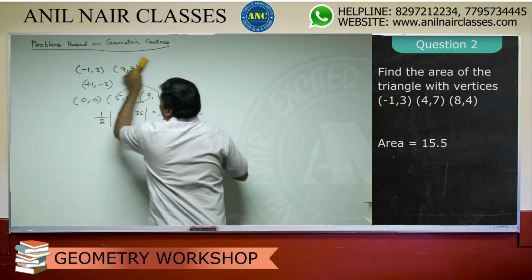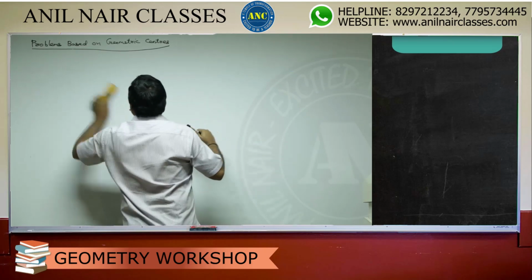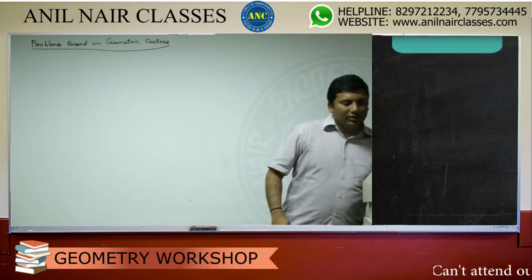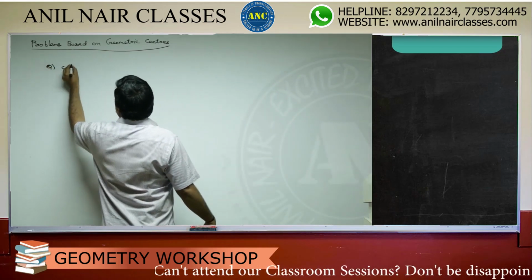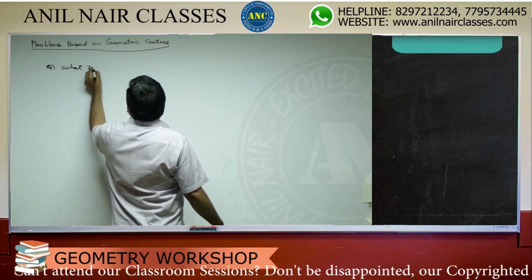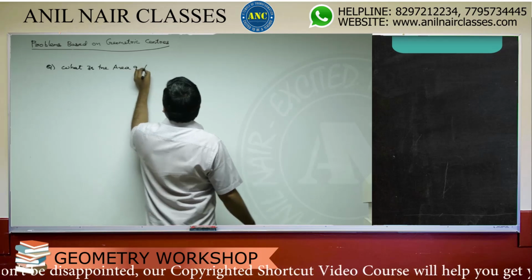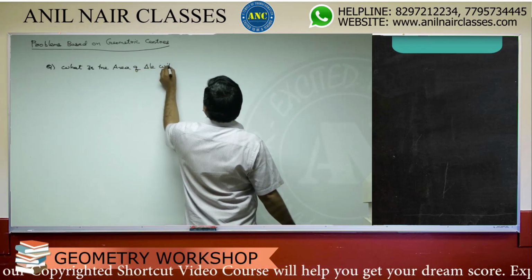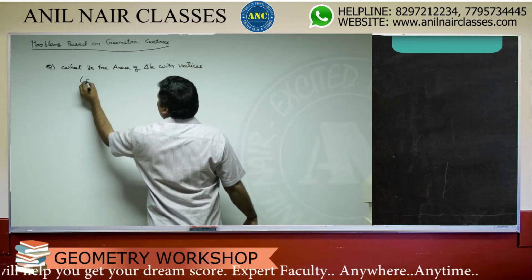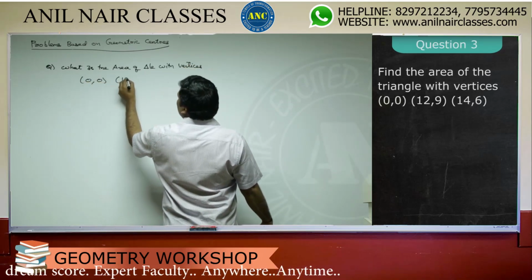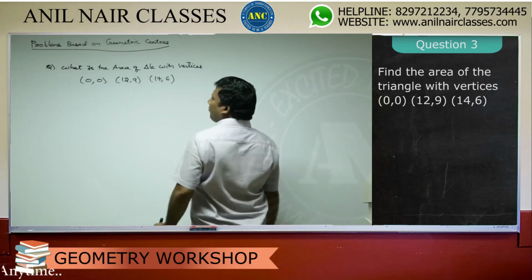What is the area of the triangle with vertices 0, 0, 12, 9, 14, 6?